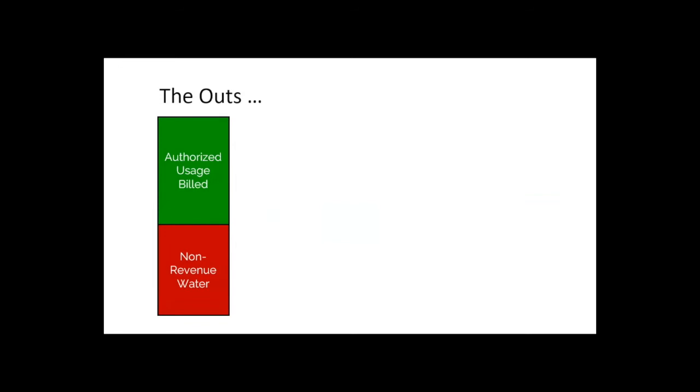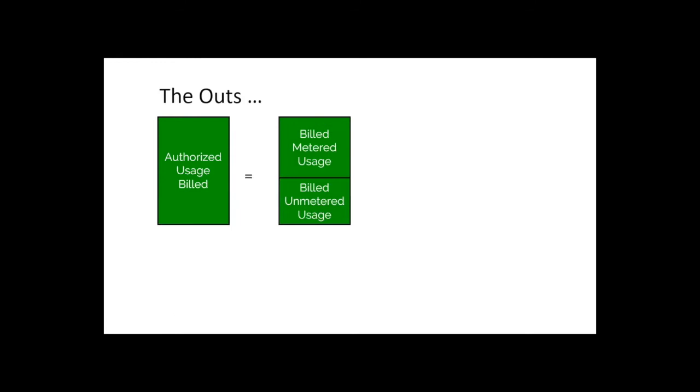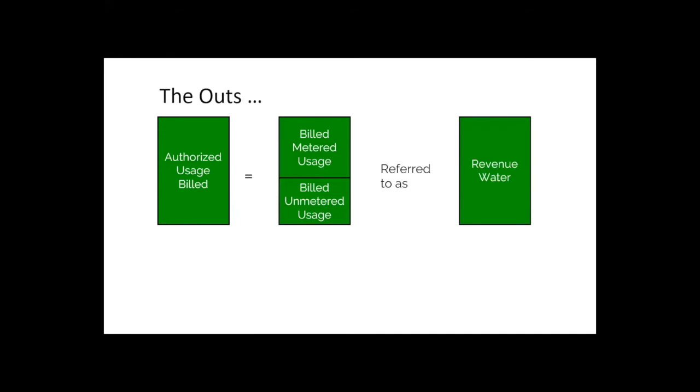So each system has water that makes them money and water that doesn't. The important thing here is that you understand how much and why. The water that's making money is doing so by being billed to a customer. So this is your water that you're billing. You either have a meter or you don't have a meter, but either way, you're sending a customer a bill for using that water. And that is referred to as your revenue water.